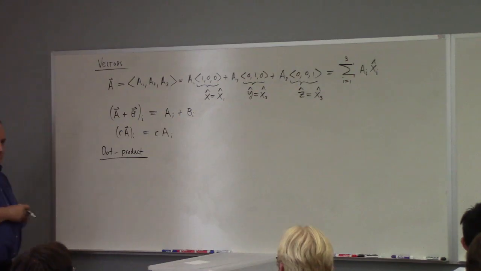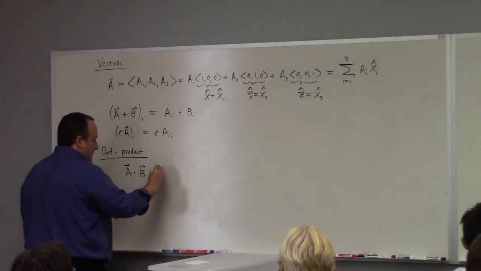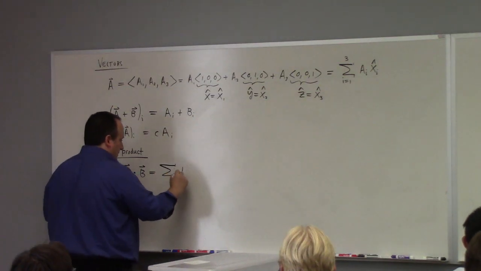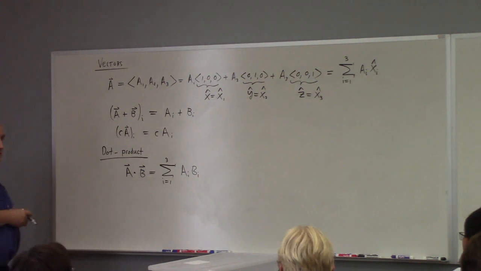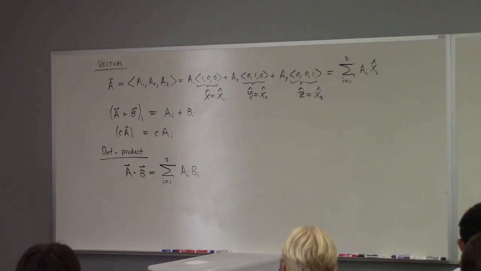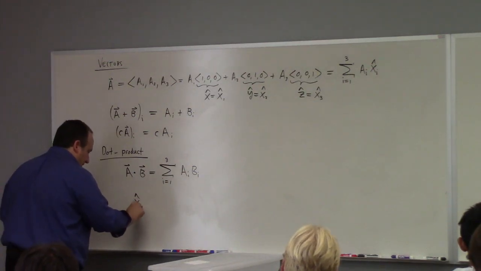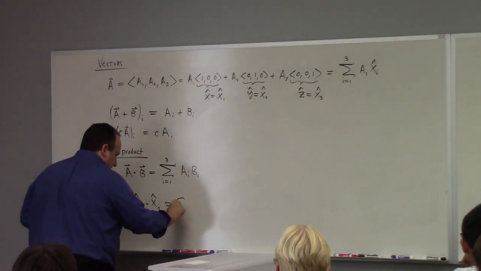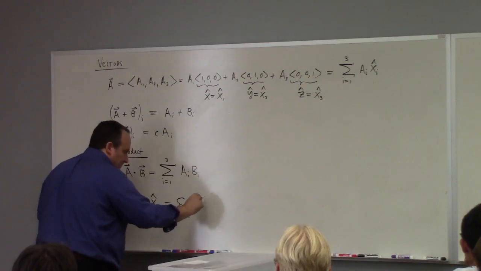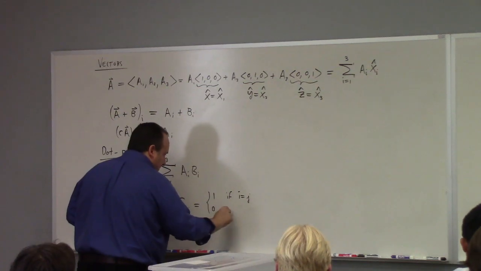The dot product is defined as such: A dot B equals the sum of A sub i, B sub i. This is the dot product. One of the fundamental things we should notice, of course, is that if we have x hat sub i and we dot it with x hat sub j, we get what's called the Kronecker delta ij. This thing is 1 if i is equal to j, and 0 otherwise.